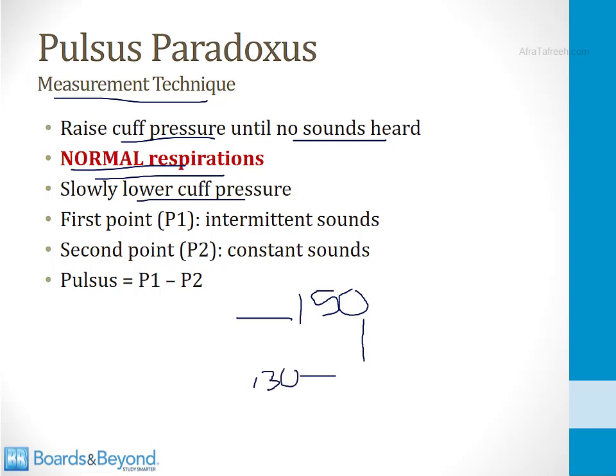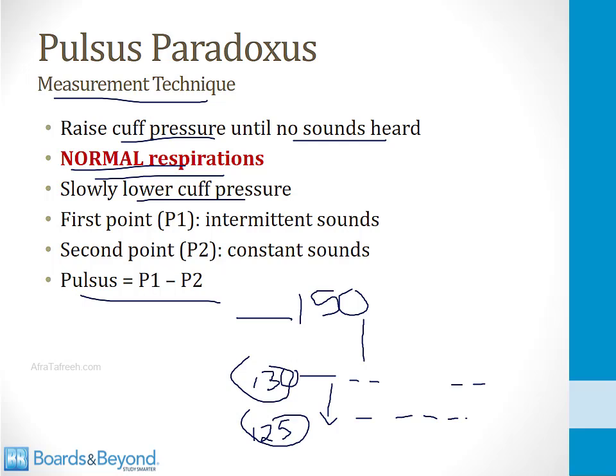to hear intermittent heart sounds. You will hear a bump, bump, and then no sounds, and then a bump, bump. What's happening here is that you are hearing sounds only during certain parts of the respiratory cycle. You then continue to lower the blood pressure cuff, and let's say you get down to 125, and you will hear Korotkoff sounds throughout the respiratory cycle. So bump, bump, bump, bump, bump. The difference between these 2 points, 125 and 130, is the pulsus paradoxus. That's how you do it at the bedside with the patient breathing normally and identifying the point where you hear intermittent sounds and where you hear constant sounds.